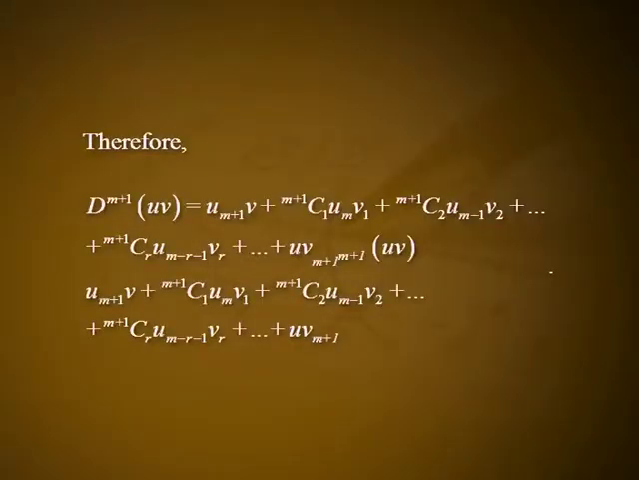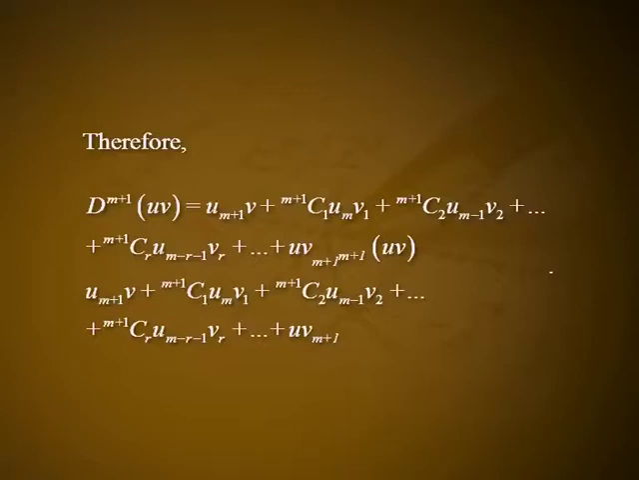Therefore, 1 plus mC1 is equal to mC0 plus mC1, which is equal to (m+1)C1; mC1 plus mC2 is equal to (m+1)C2, etc.; mC_{r-1} plus mC_r is equal to (m+1)C_r, and so on. Therefore, the (m+1)th derivative d^{m+1} of u v is equal to u_{m+1} v plus (m+1)C1 u_m v_1 plus (m+1)C2 u_{m-1} v_2 plus etc. plus (m+1)C_r u_{m-r+1} v_r plus etc.